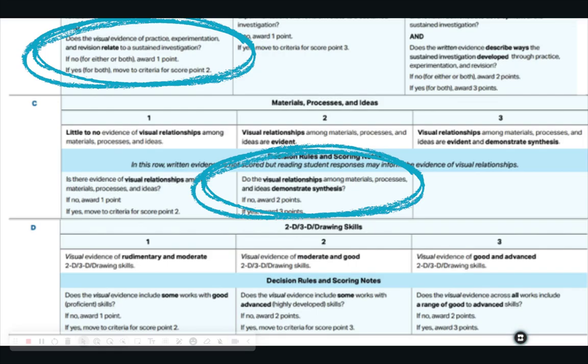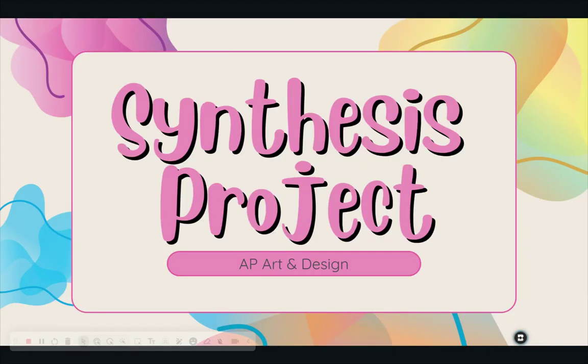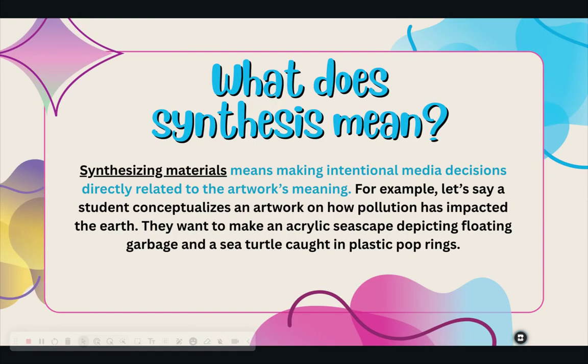What the screen is showing you is where the rubric mentions synthesis. I'll go over what synthesis means in just a second, but today, again, we're going to start the synthesis project. Now, what does synthesis mean? Synthesizing materials means making intentional media decisions directly related to the artwork's meaning. So, in the rubric, it mentions synthesizing your materials and processes.